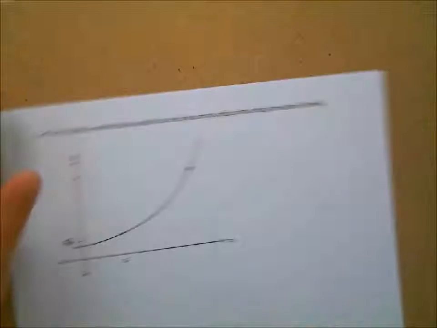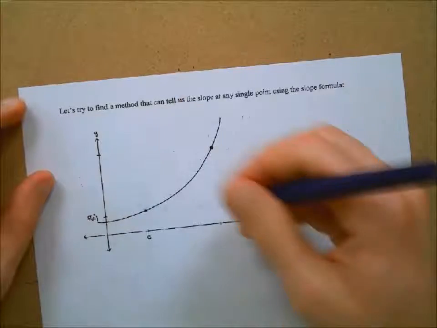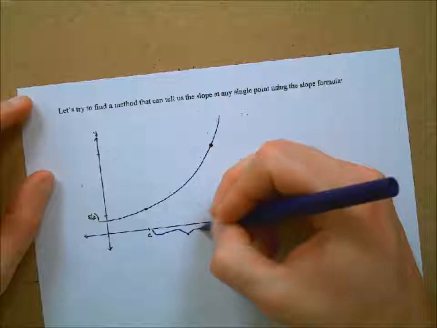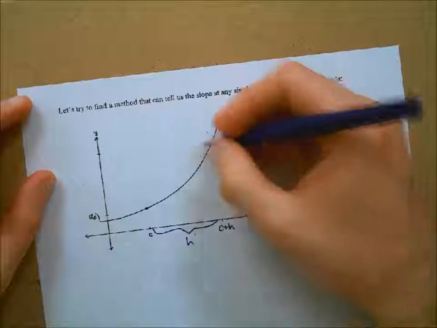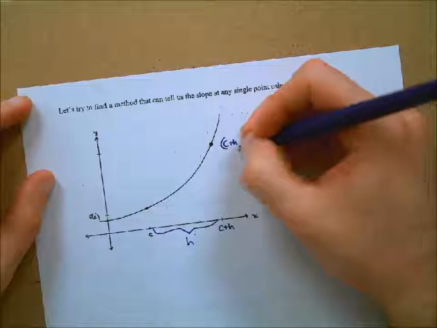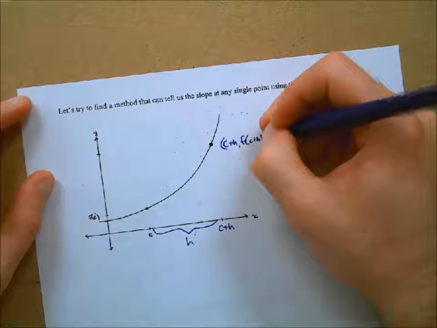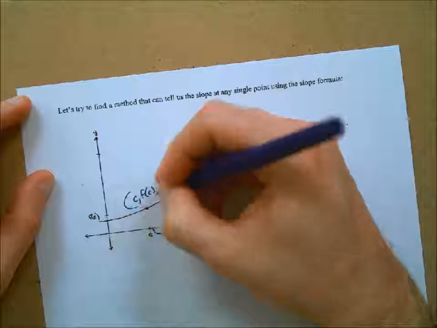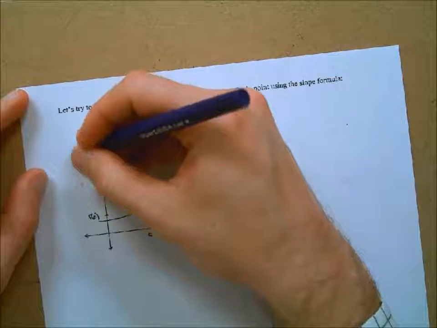Okay. So let's reset up our scenario here. We had c plus h. We go out that h distance there. This has coordinates c plus h, comma, f of c plus h. This has coordinates c, comma, f of c. And then this has coordinates f of c plus h.